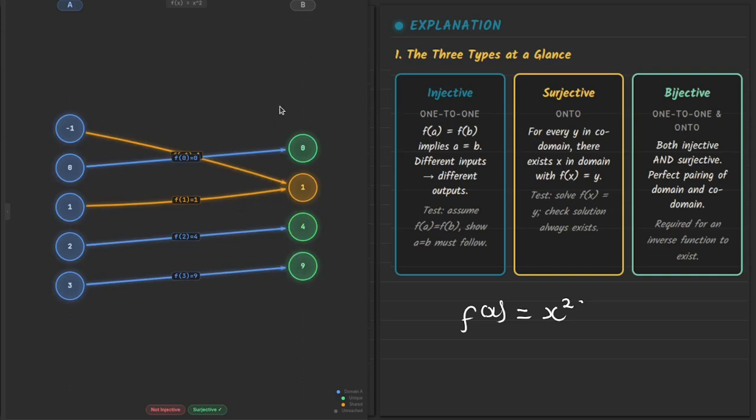And you realize that every element in this set B we have over here is being traced toward an element in the domain. So every element in the codomain exists in the domain with f(x) giving us the y. This is what we call surjective.